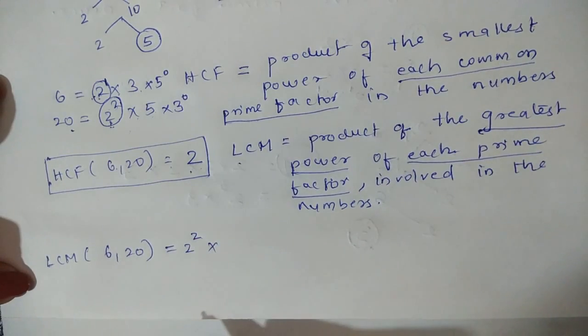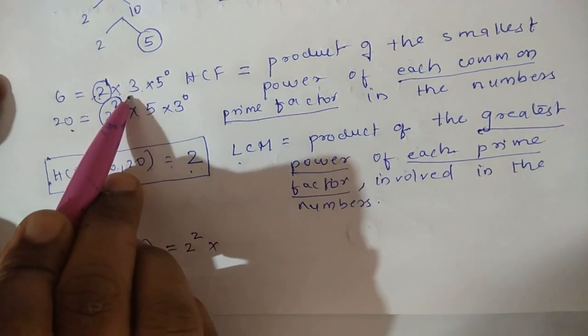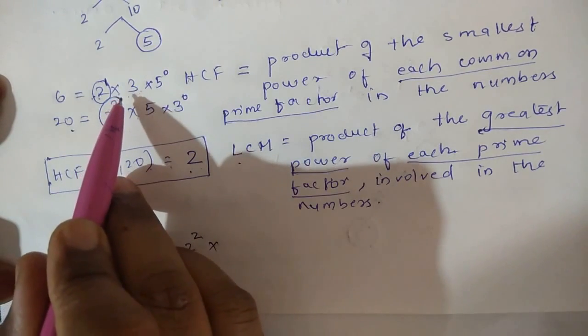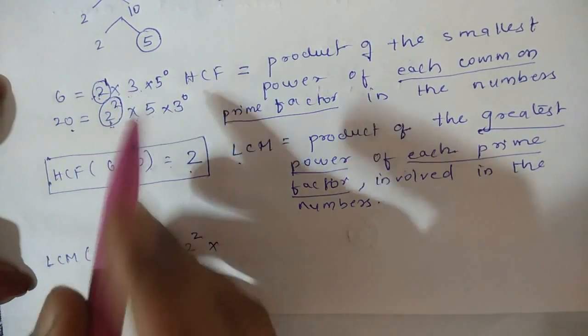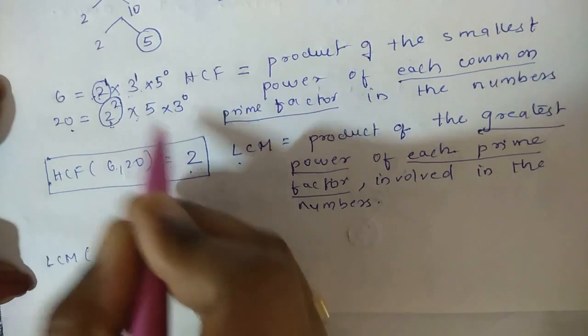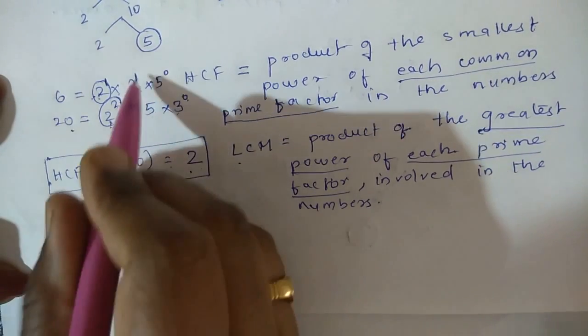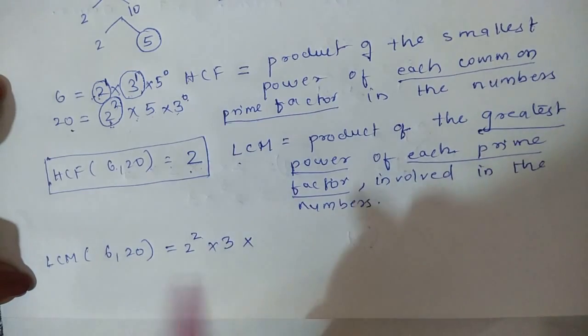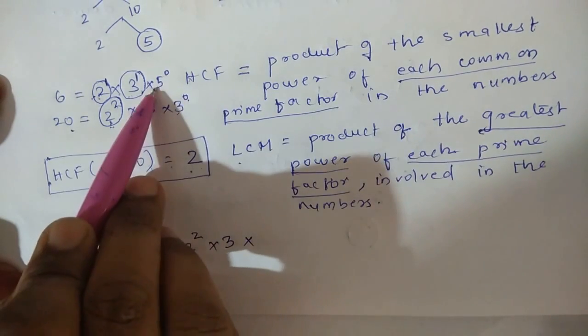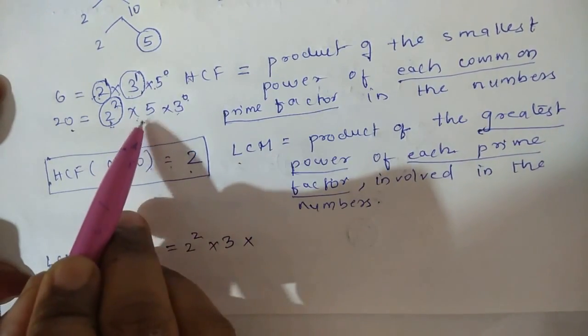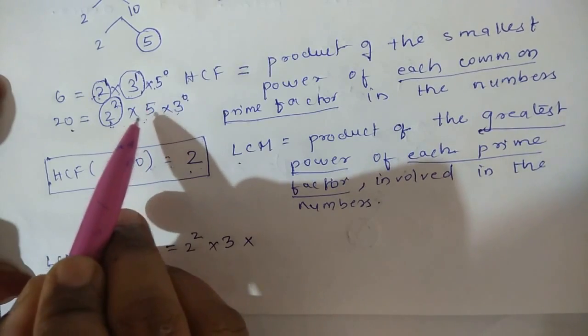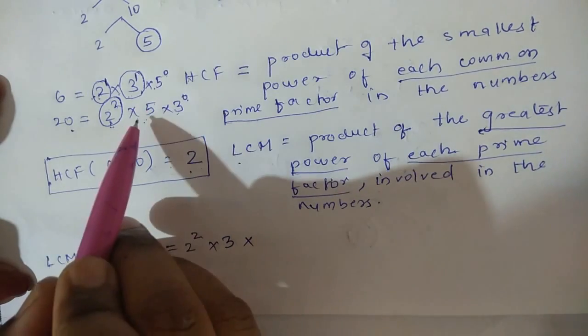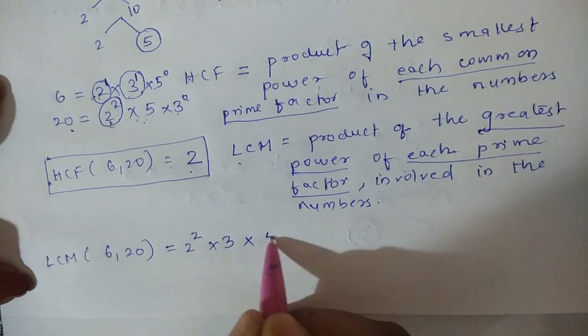Now let's go to 3. Yes, 3 is the next prime factor. Now we will check the highest power of 3 in both the numbers. So here it is 3 to the power 1 and here it is 3 to the power 0. So what is the highest power of 3? 3. So 3 into. Next 5. For 5, here it is 5 to the power 0 and here it is 5 to the power 1. So the highest power of 5 will be 5 itself.